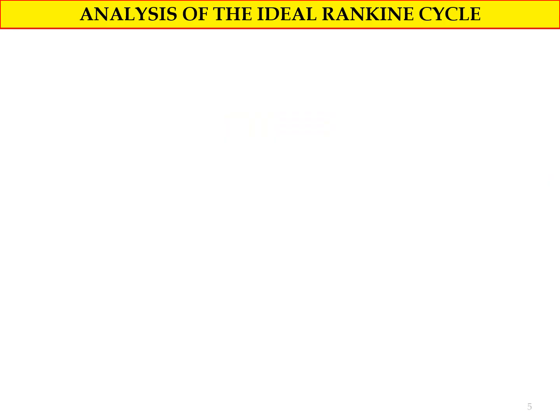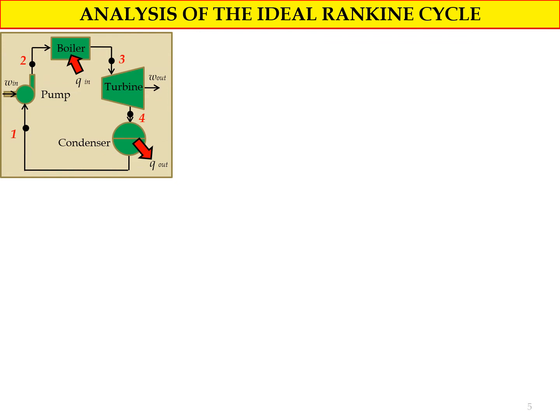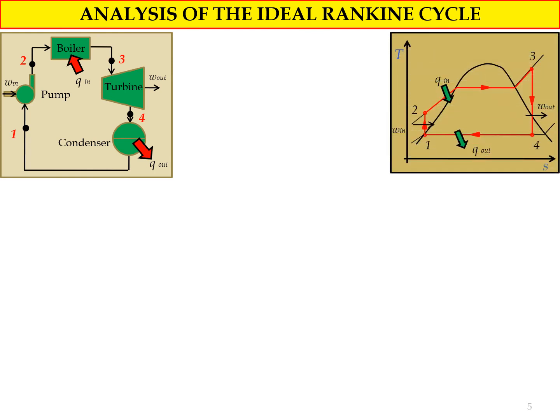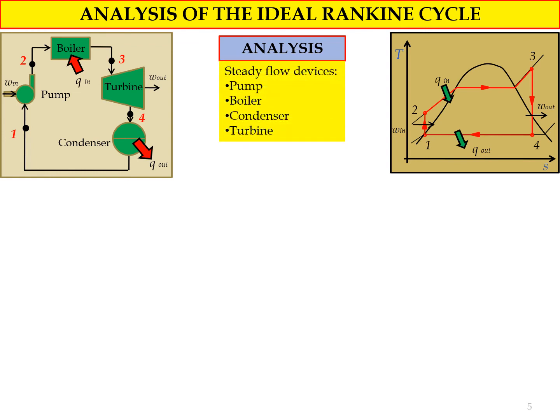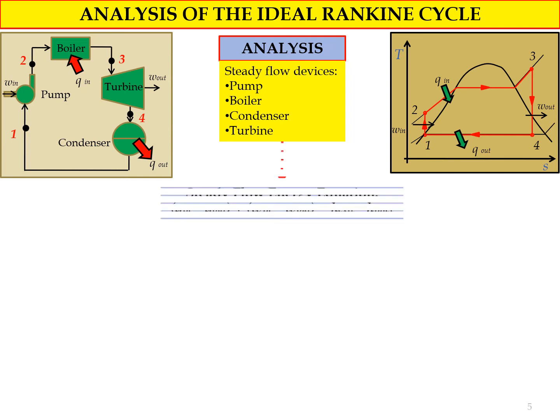Analysis of the Rankine cycle. So we already looked into the process and also the TS diagram. Now we look into the analysis of the Rankine cycle. So this is the TS diagram of the Rankine cycle. From the analysis, we assume that the devices are working as steady flow devices, for the pump, boiler, condenser, and turbine.